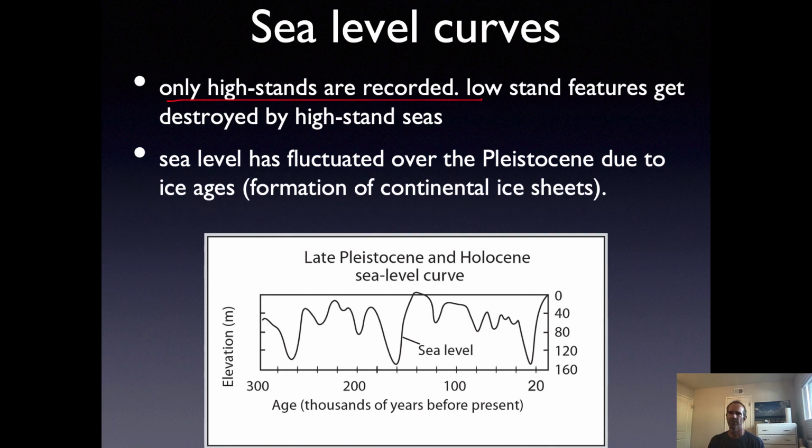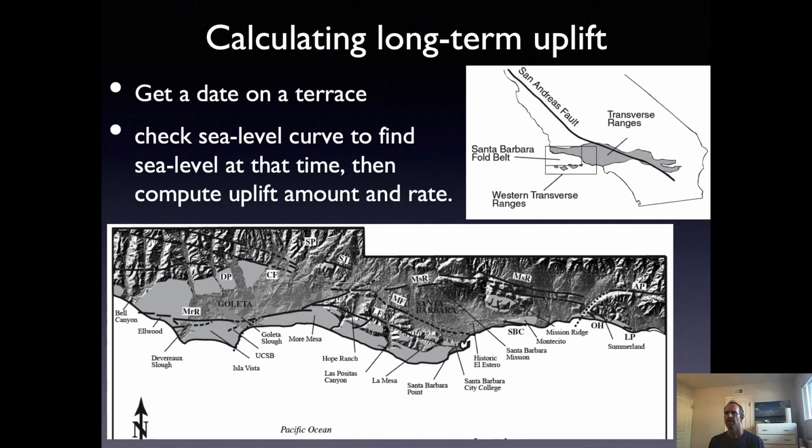And since sea level has fluctuated over the Pleistocene and throughout all of Earth's history, we don't have this constant marker. We need to compare the age of the terrace to see what sea level was at the time that it formed.